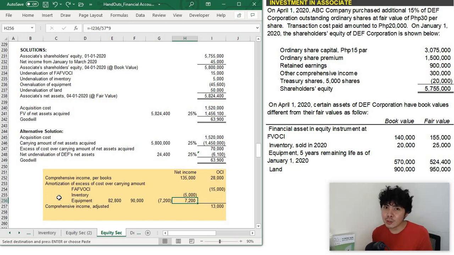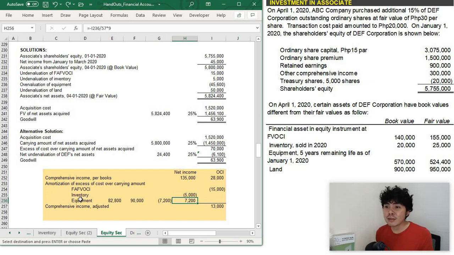So, normally, pwede yon kung ma-impair yung land, which is basically, bihirang ma-impair ang land, o kung ibebenta natin yung land. Siyempre, pag binenta natin yung land, magkakaroon yun ng gain or loss. So, pag nagkaroon ng gain or loss, yun yung time na maapektuhan niya yung comprehensive income. So, yun yung time na i-amortize natin yung undervaluation ng land. Pero depende pa din yun. Kung lahat ba ng lupa ay binenta or ilan lang.